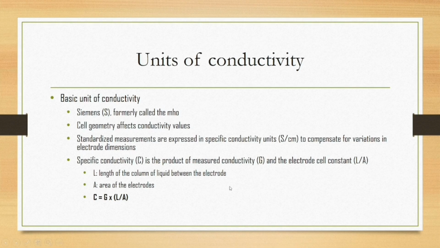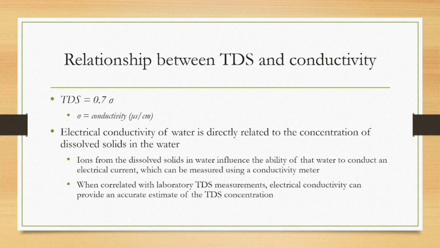And this is a product of the measured conductivity and the electrode cell constant, which is G into L upon A. G is the measured conductivity of the water, L is the length, and A is the area. Area was 1 centimeter squared. Now, I told you earlier that TDS and conductivity are related. Normally the TDS value is 0.6 to 0.7 times the conductivity. This is influenced by the number of ions. So if you measure conductivity, you can know the TDS by this relationship.